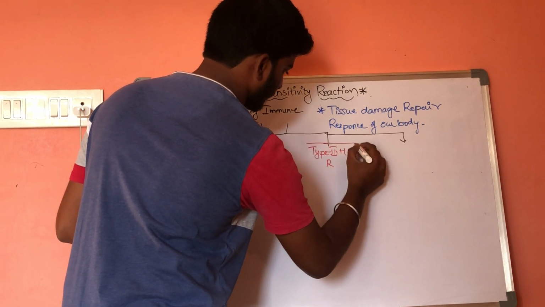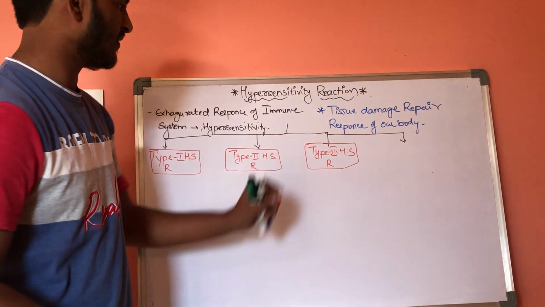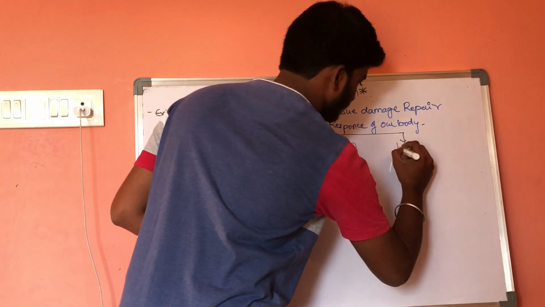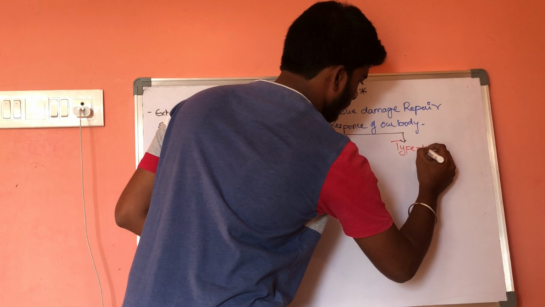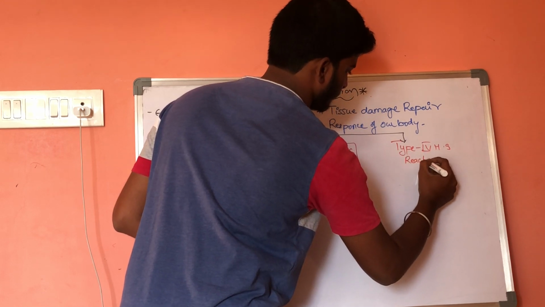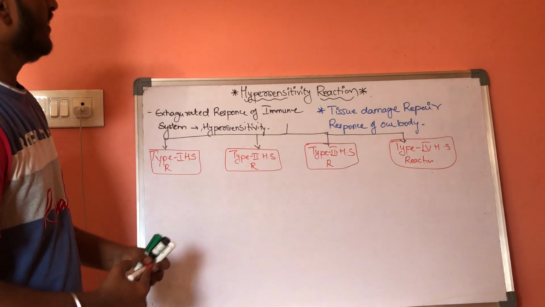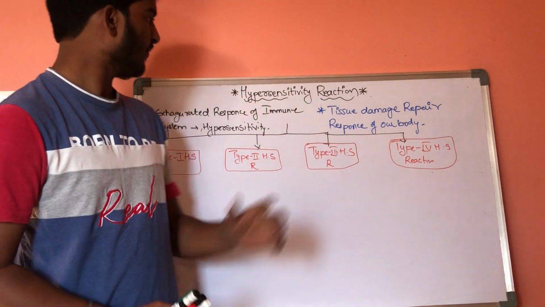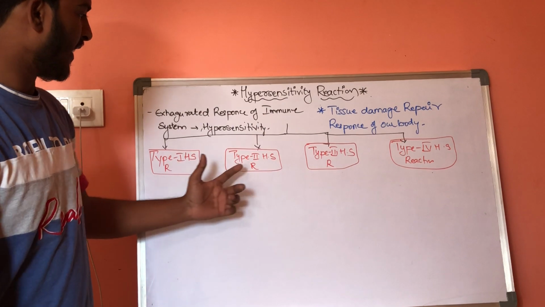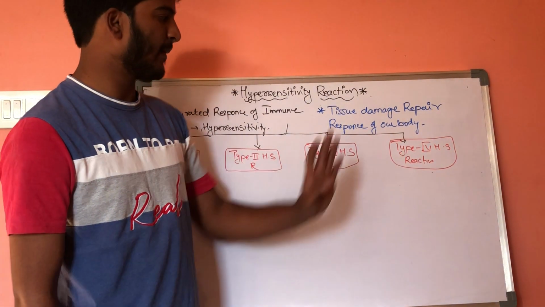This is the third type, type 3 hypersensitivity reactions. The last one is type 4 hypersensitivity reactions. These are the 4 different classes of hypersensitivity reaction: type 1, type 2, type 3, and type 4.